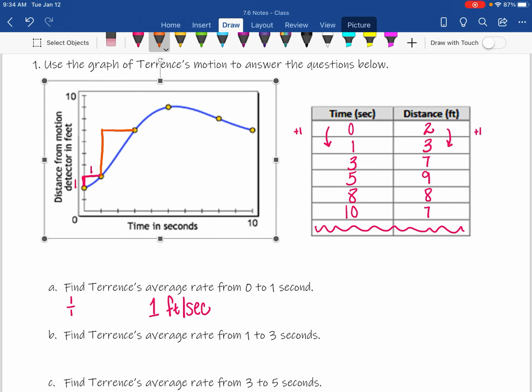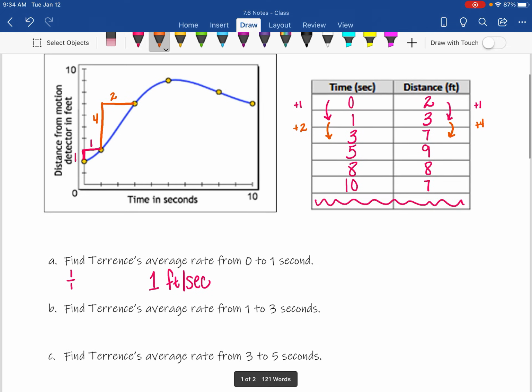I'm going to draw in my slope triangle. Okay, so I'm going up 4 and over 2. I'm going to go back and look at my table. Okay, from 3 to 7, I'm adding 4. 1 to 3, I'm adding 2. And it's good to see the connection both between the rate on the graph and then also the rate in the table. Okay, so I take my rise over my run, or my change in y divided by my change in x, and I get 2 feet per second.